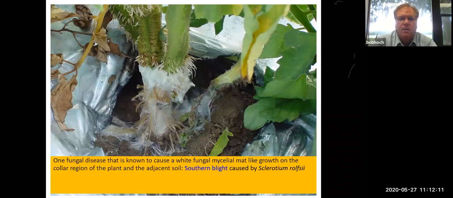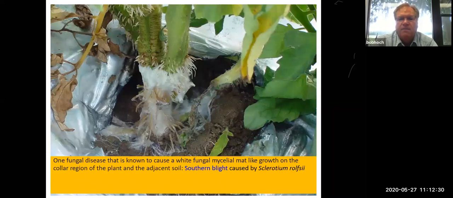It initially shows up with this white mycelial mass. And you can see here that it took a little bit of time for that collar to be totally disintegrated, but eventually it got to the point where it shut off the ability of the plant, especially to take up water, then it shut this whole plant down, and it happened suddenly.